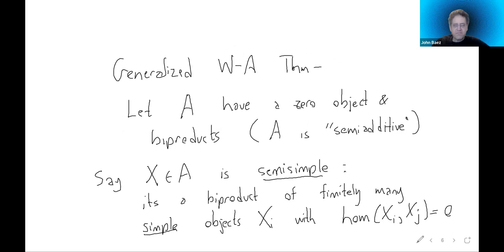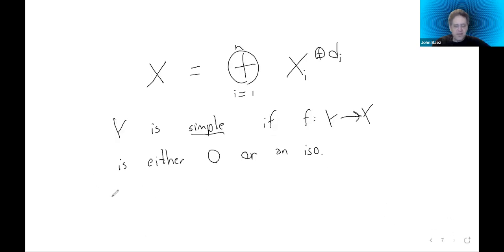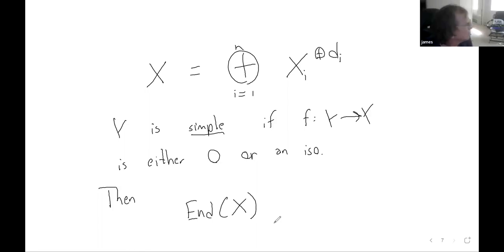So we've got a semi-additive category and a semi-simple object in it. And then the thing, which is completely trivial, is the endomorphisms. The endomorphisms of an object in a semi-additive category will form a rig, as you noted. Yes, because these categories are enriched over commutative monoids. So we get this rig.